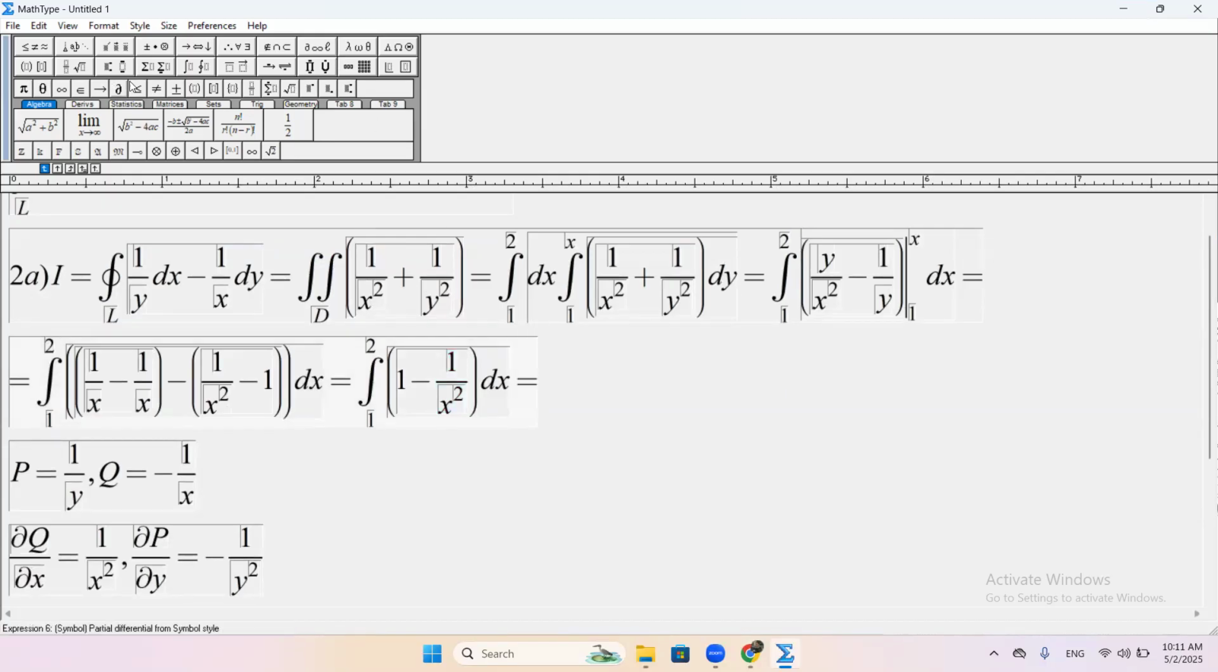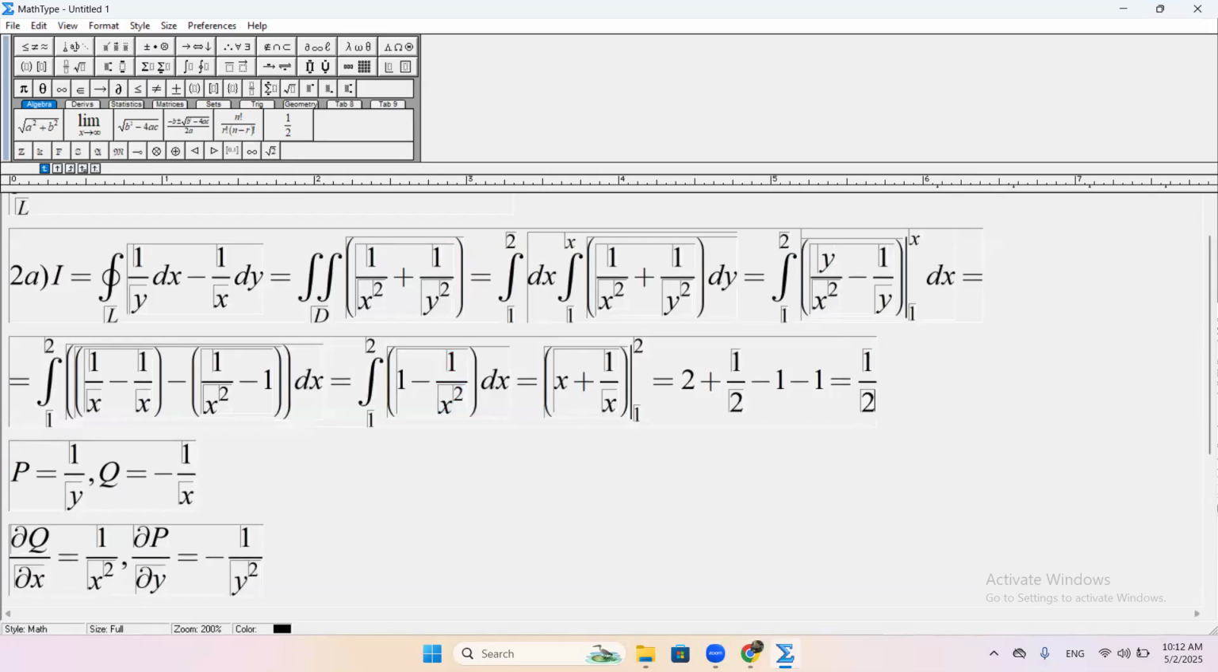So let's integrate it, from 1 to 2. So x plus 1 over x. So 2 plus 1 over 2 and minus 1, so the final result is 1 over 2. Any questions about this exercise?